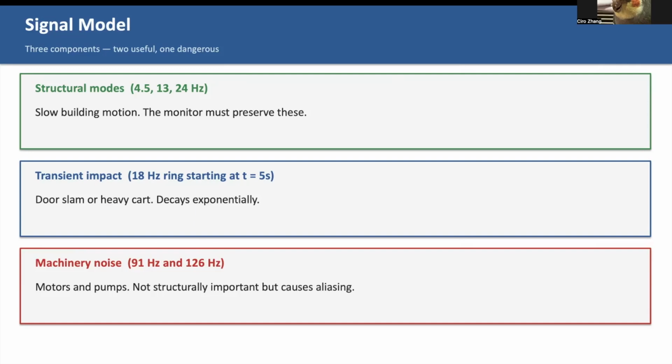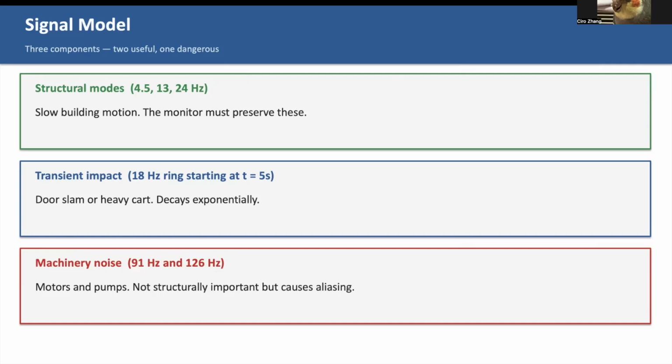The next one is our transient impact. In this case, at time equals 5 seconds, we simulate something like a door slam or someone dropping something, a sudden impulse that also decays exponentially. And the last is the machinery noise at a high frequency, in this case 91 hertz and 125 hertz. These are the ones that we don't actually care about and that will cause our problems.